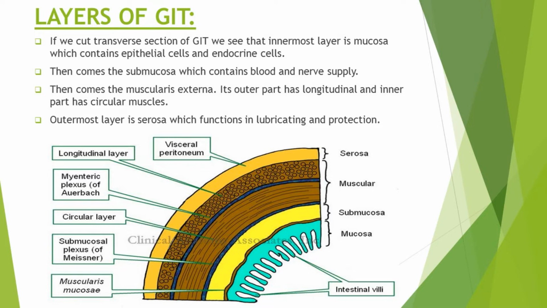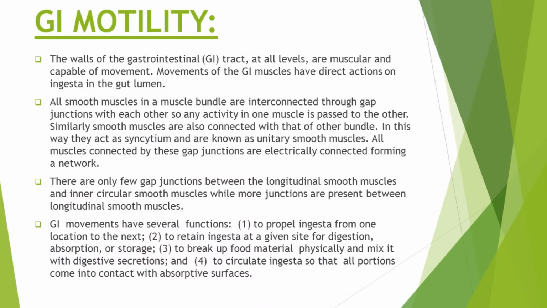Further, muscularis externa is divided into two parts. Its outer part is composed of longitudinal smooth muscles, while its inner part is made up of circular smooth muscles. And lastly, the outermost layer of the gastrointestinal tract is serosa, and this functions in lubrication and protection of the gastrointestinal tract. Now let's start our topic, which is gastrointestinal motility.